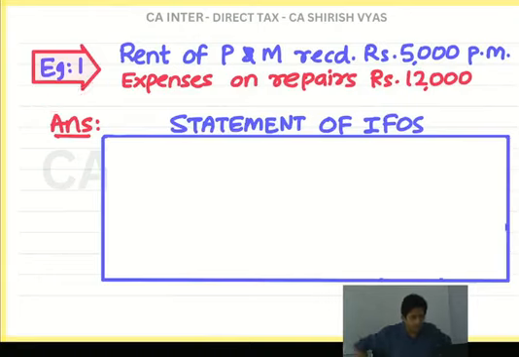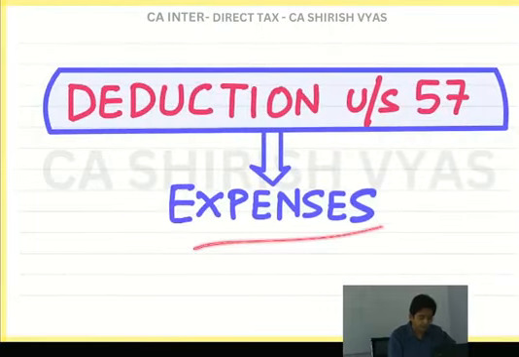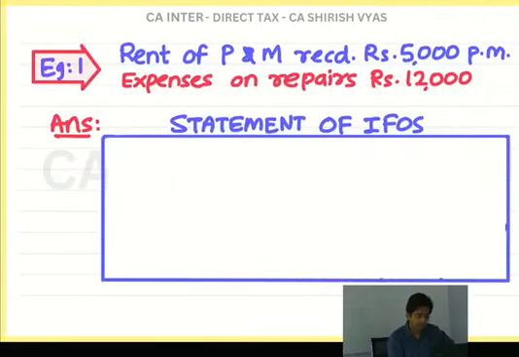Rent of plant and machinery received 5,000 per month. Expenses on repairs. I am teaching the rule of expenses now, so that's why I have highlighted by red pen. First tell me, what is the rule of rent of plant and machinery? Where was it in D.W. Ramu? D.W. Ramu R. There were 3 R's.